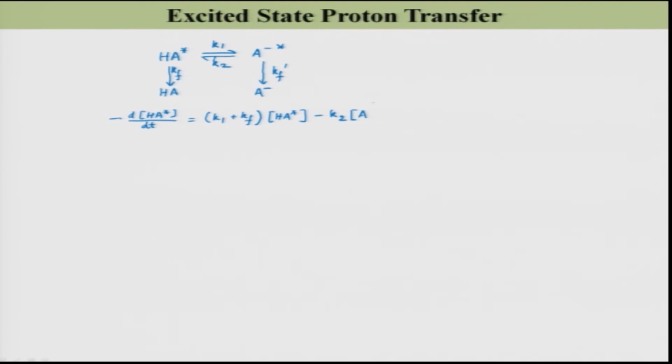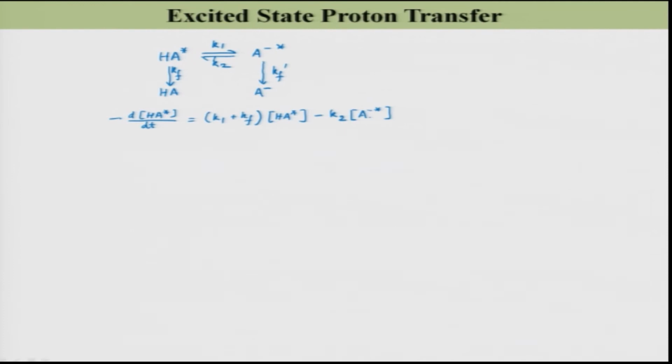In that case my model is HA star forming A minus star, and here is k 1, here is my k 2, and this, as usual, is k f, and this one is k f prime. This is making HA and this is making A minus. Then similarly I should write those equations to start with: minus d HA star dt is equal to k 1 plus k f times HA star minus k 2. This is my extra term which was not present in case of irreversible two state proton transfer.